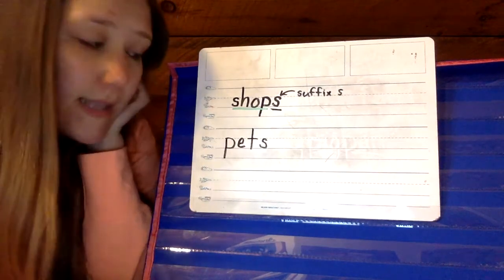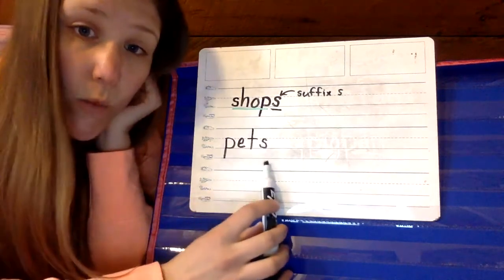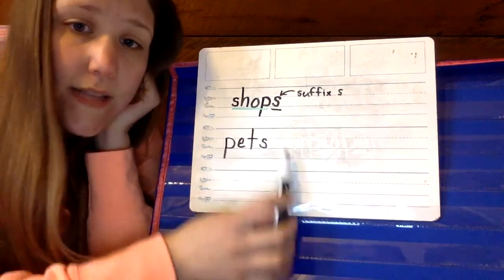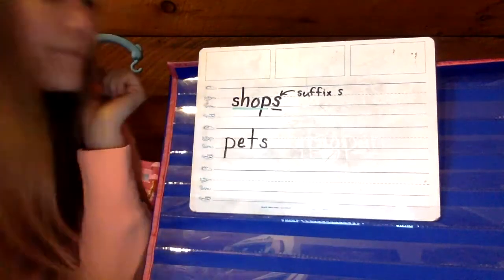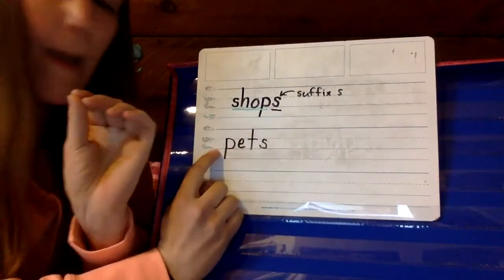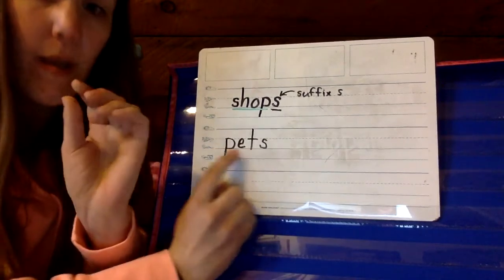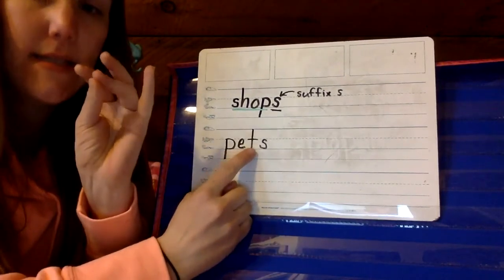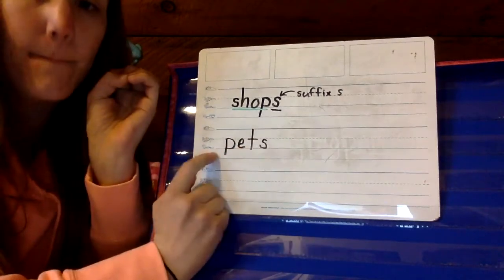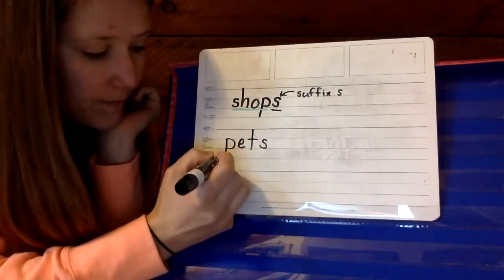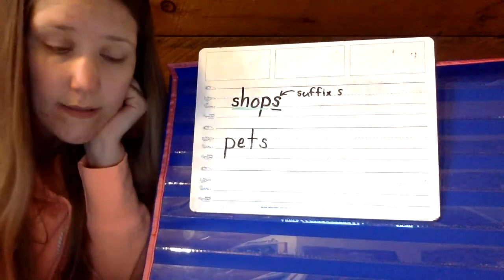Okay, let's say the whole word, say the base word, tap it out, then say the whole word again. Are you ready? Pets, pet, pet, pet, pets. I erased some of my P when I did that. A little bit of a long process.